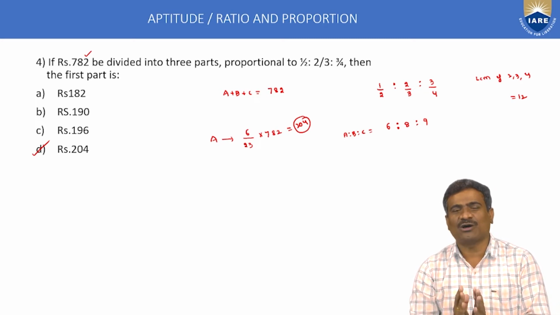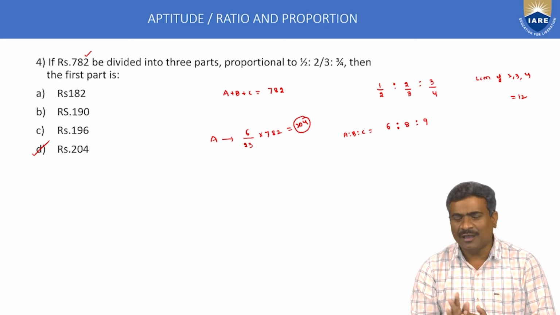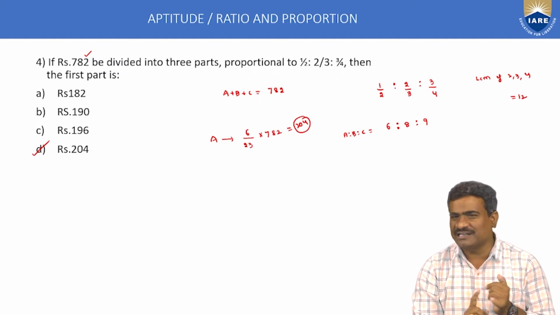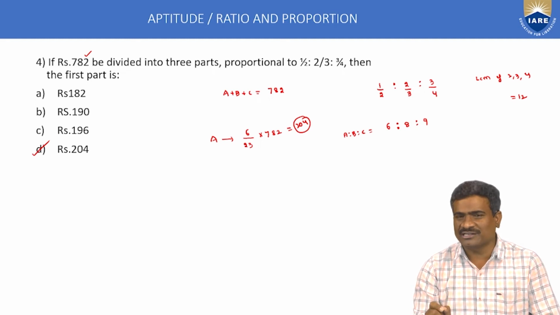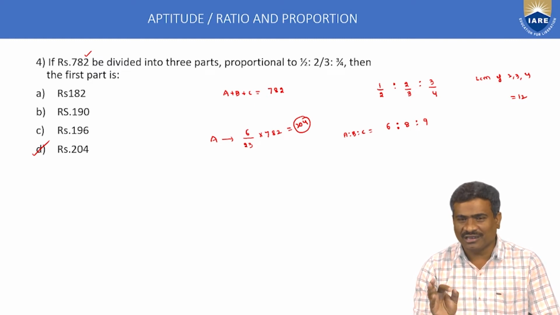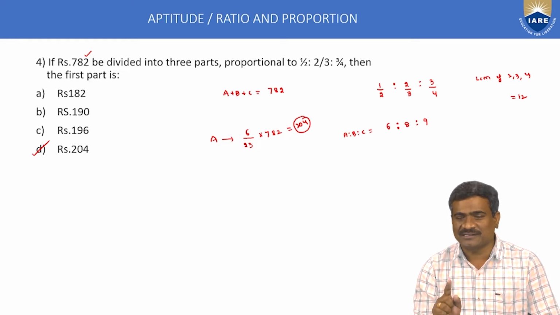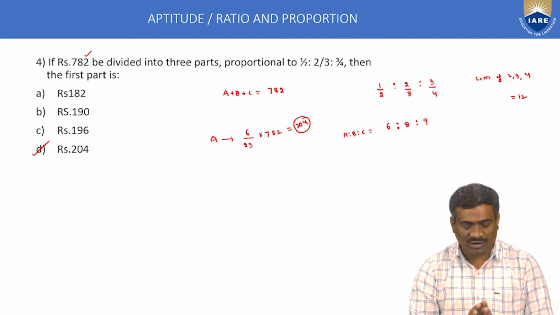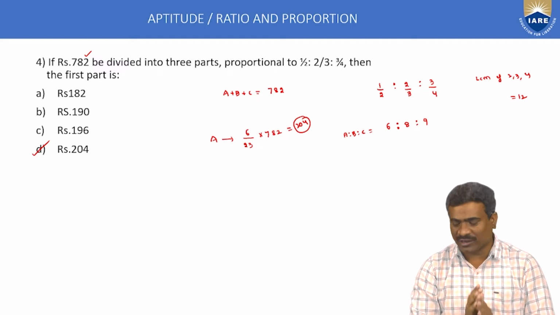Fractions, always consider only numerator by using LCM concept. Here A is to B is to C is equal to 1 by 2 is to 2 by 3 is to 3 by 4. Also written as 6 is to 8 is to 9. Total amount 782. Calculate A share. A is equal to 6 by total 6 plus 8 plus 9 into amount, that is equal to 204. Option D only correct.